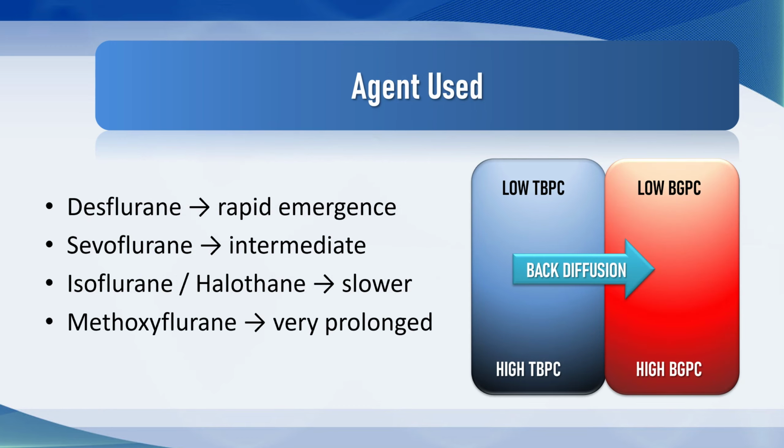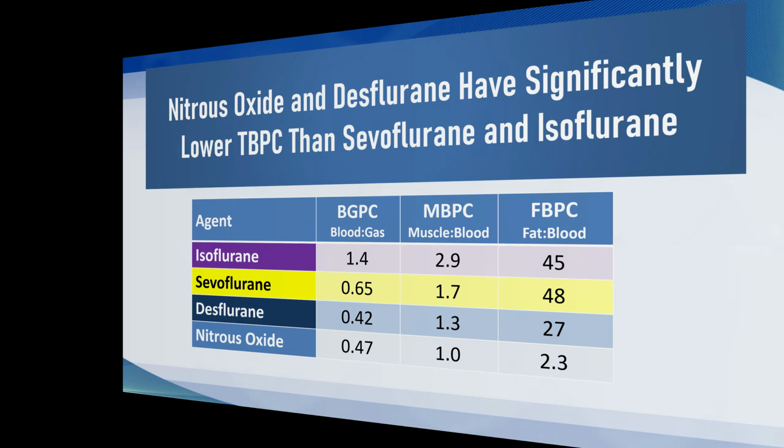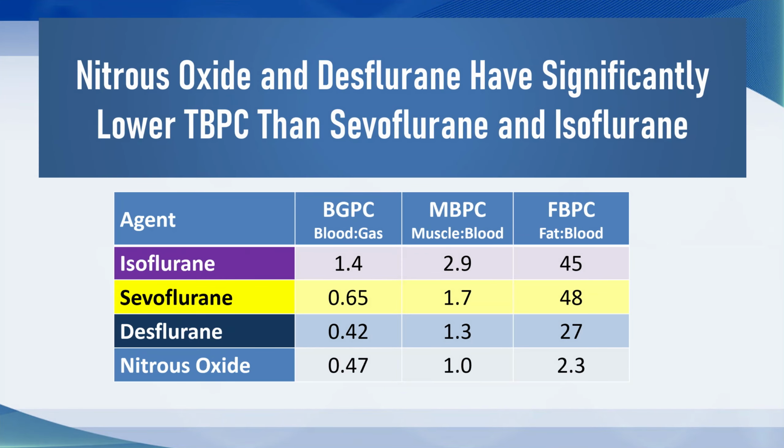If you look at the agents we have, nitrous oxide has by far the lowest solubility across the board. But desflurane is associated with very rapid emergence because it has very low tissue blood partition coefficient. Sevoflurane is intermediate. Isoflurane is a little bit longer. Halothane significantly slower. Methoxyflurane very, very prolonged. And the key point I want you to understand here is that nitrous oxide and desflurane have significantly lower tissue blood partition coefficients than sevoflurane and isoflurane.